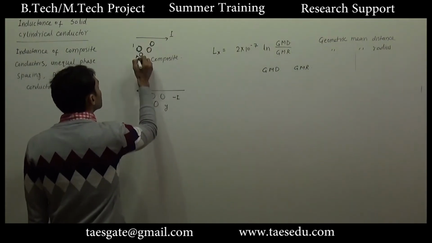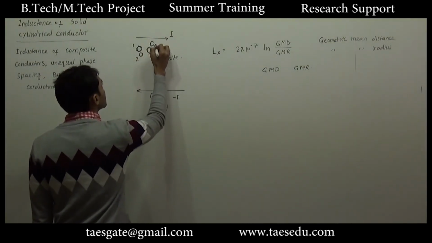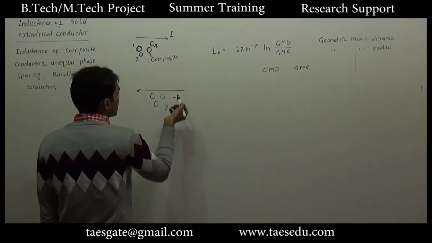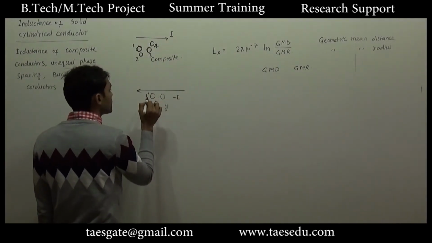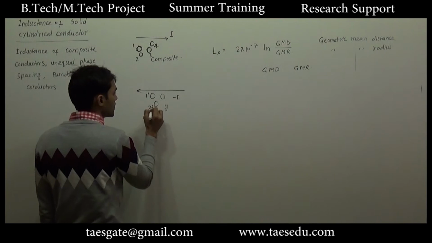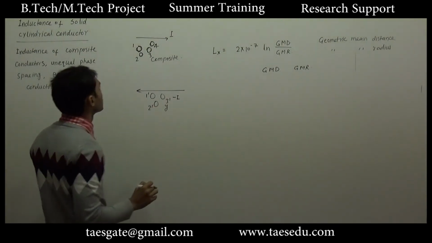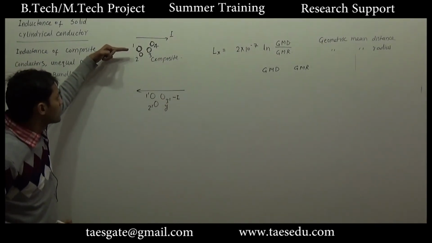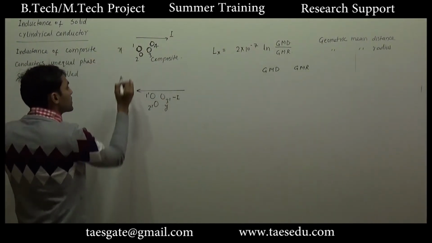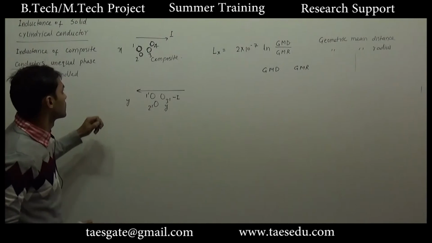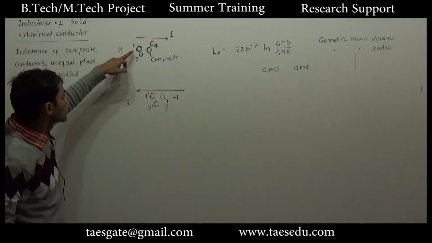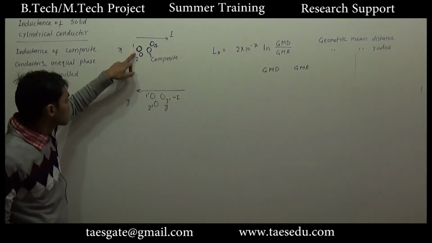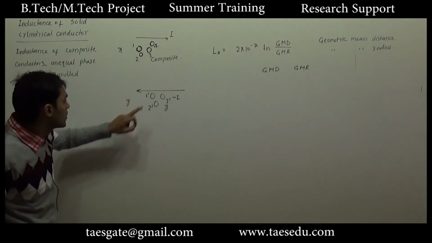Let's say this is 1, this is 2, this is 3, this is 4. 4 strands. Similarly in Y, this is 1 dash, 2 dash and 3 dash. Now let us take the distance between strands of this X conductor and Y conductor. So the first distance may be the distance between the first strand of X conductor and the first strand of Y conductor.